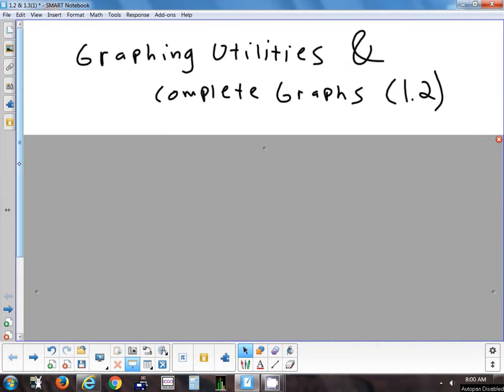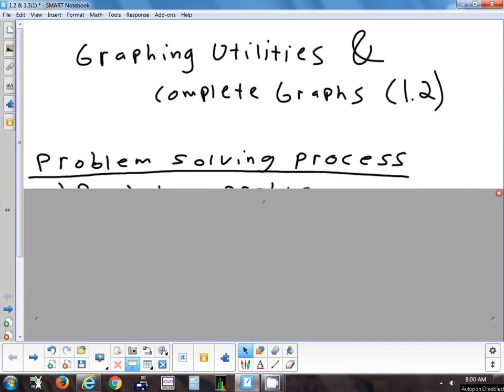Right, so today we're going to look at section 1.2 and 1.3 part 1. We're going to focus on using the graphing calculator a little bit in 1.2 just to get used to how we can do some things on it.